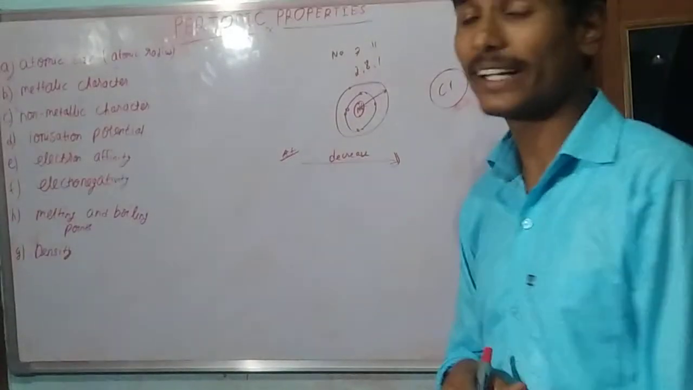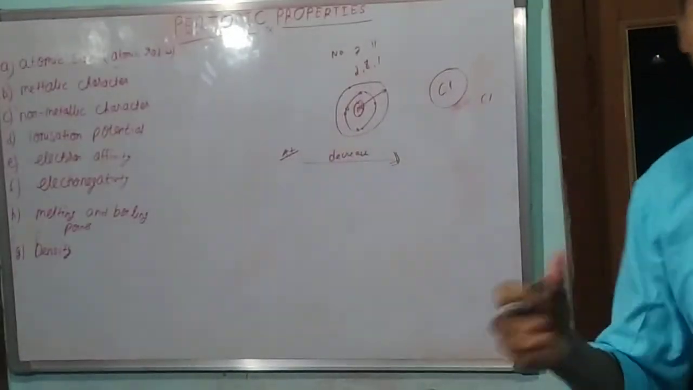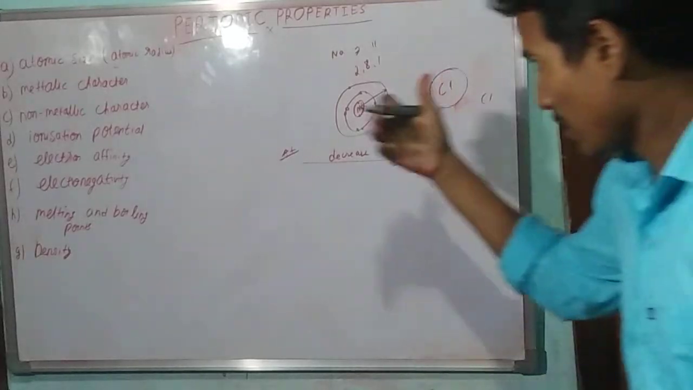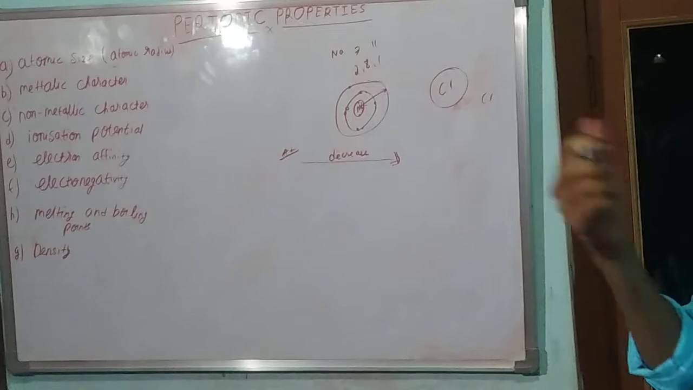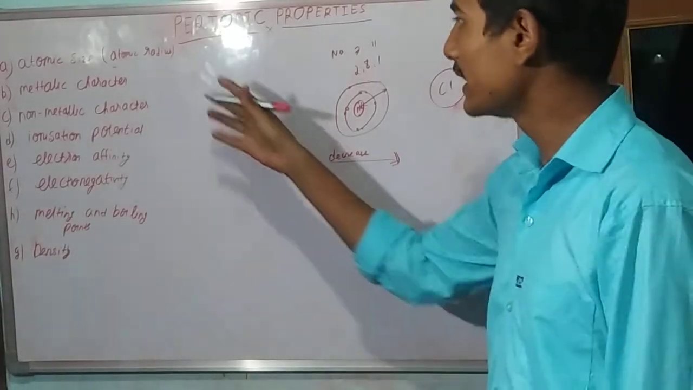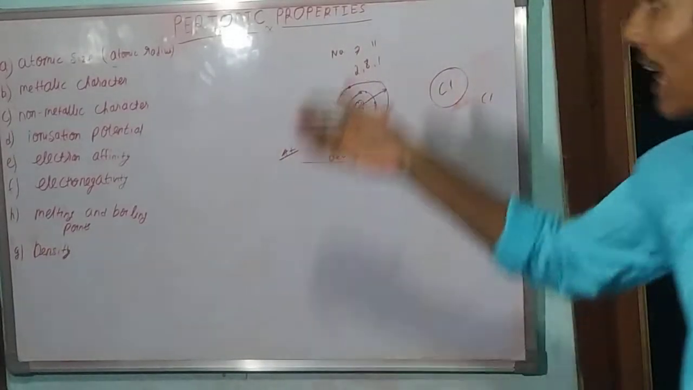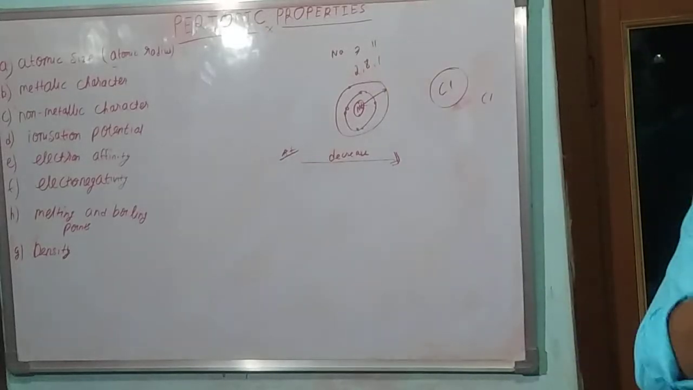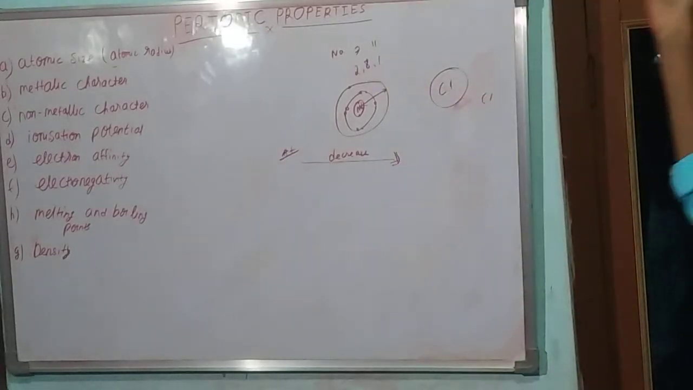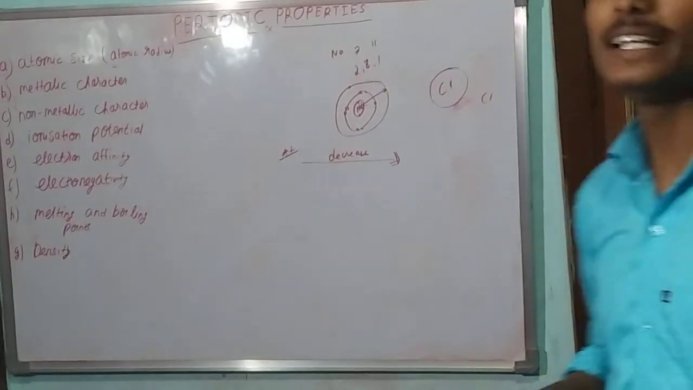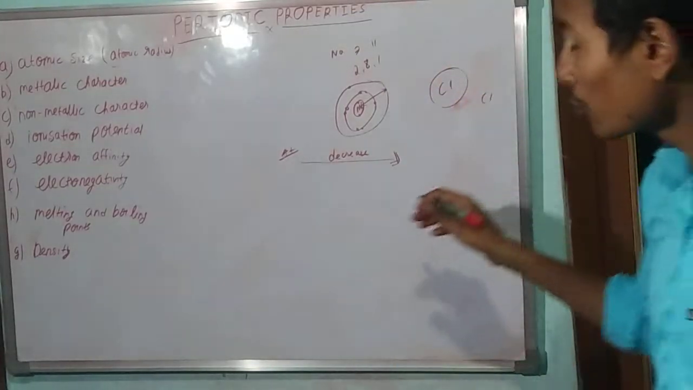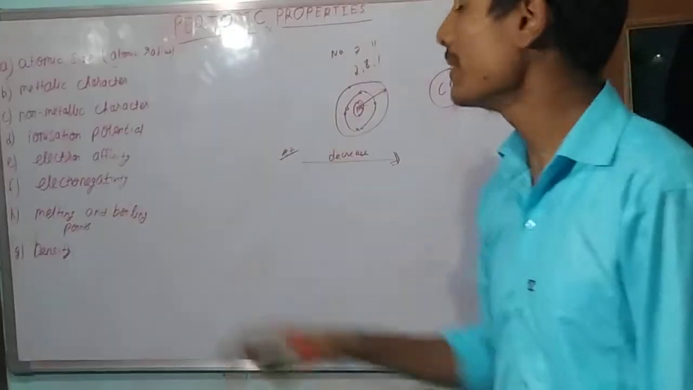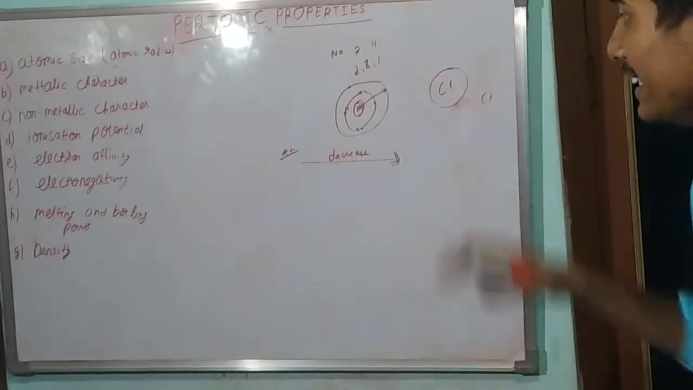One important thing I can tell you is that metals are mainly bigger in size and non-metals are smaller in size. The elements in group 1 and group 2 are mainly metals, and the elements in groups 16 and 17 are non-metals. So overall, atomic size across a period decreases.